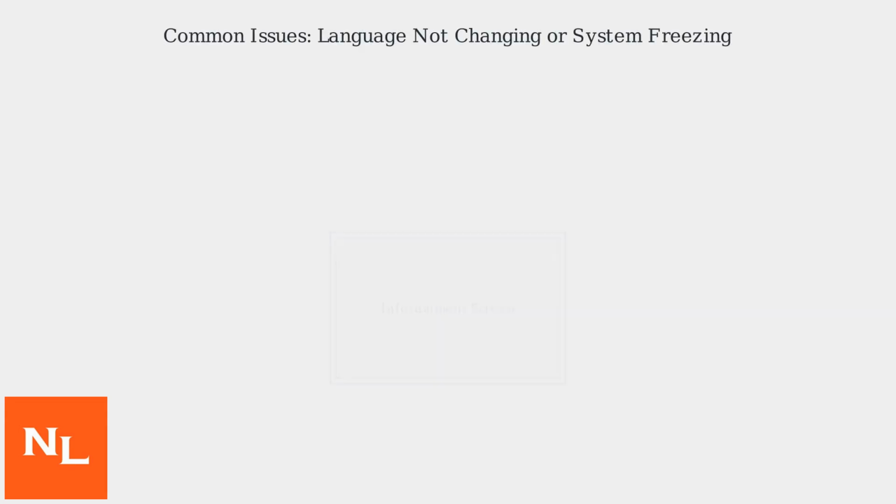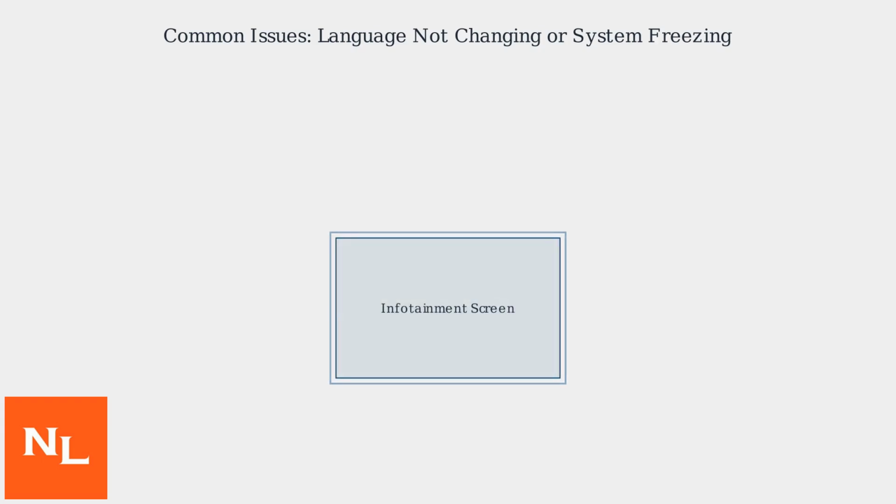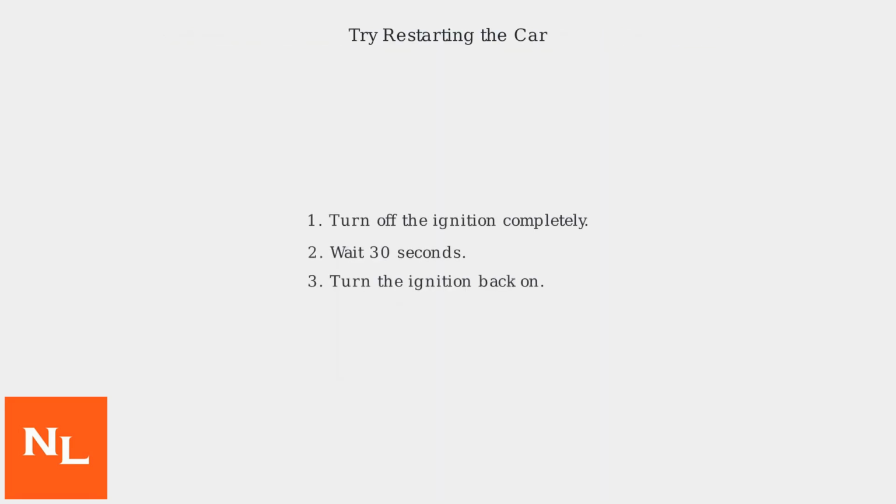If you encounter common issues like the language not changing or the system freezing, there are several steps you can try. These problems affect about 12% of 2015-2017 Lexus NX200t models due to outdated software. First, try a simple restart. Turn off the ignition completely, wait 30 seconds to allow the system to reset, then turn it back on. This soft reboot often resolves freezing or language glitches caused by temporary software issues.